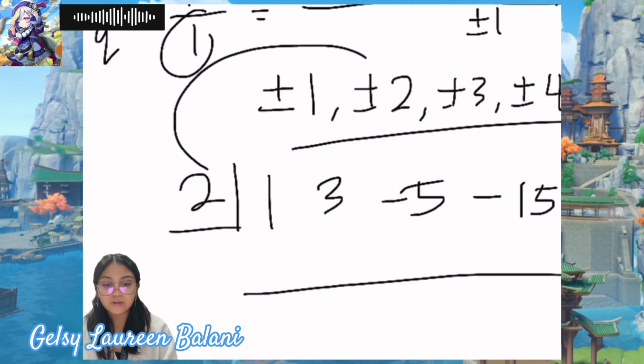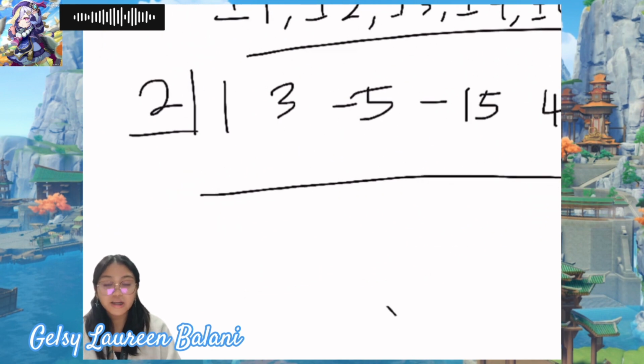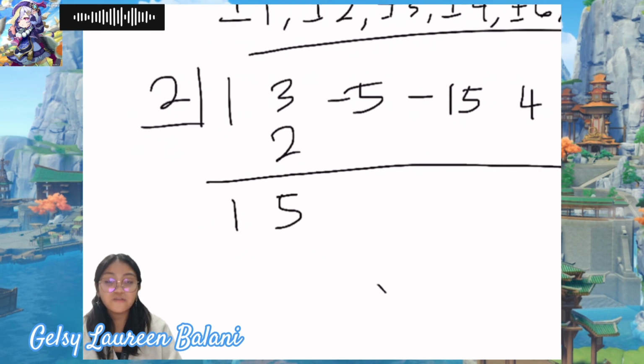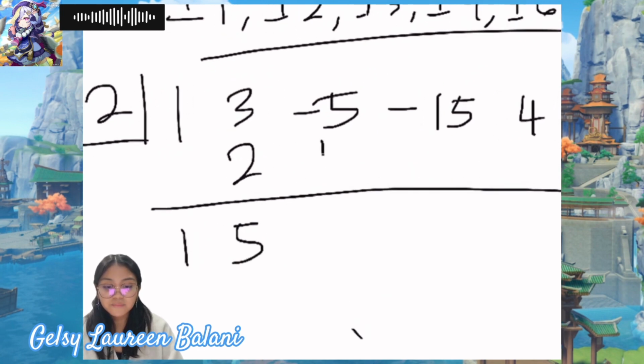2 is already in the possible zeros, so we can use that. Bring down 1. 2 times 1 is 2. So 3 plus 2 is 5. 5 times 2 is going to be 10.